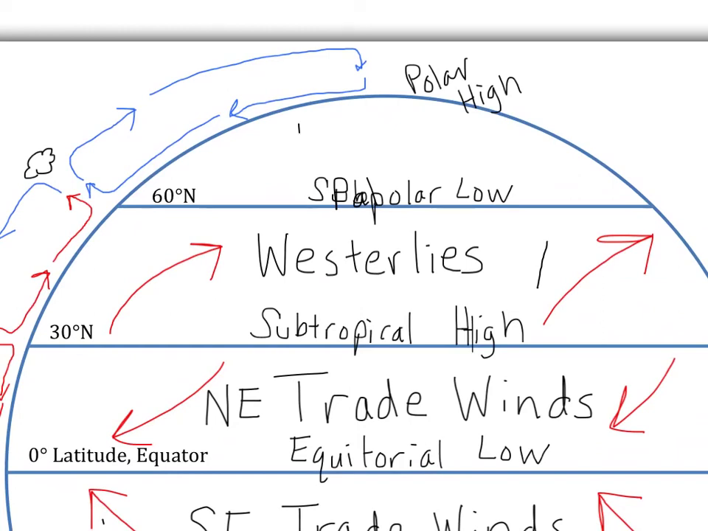Where were we? Polar easterlies. These are cold, so we got blue. They're headed towards the low and out of the east, so we get diagonal arrows like that.